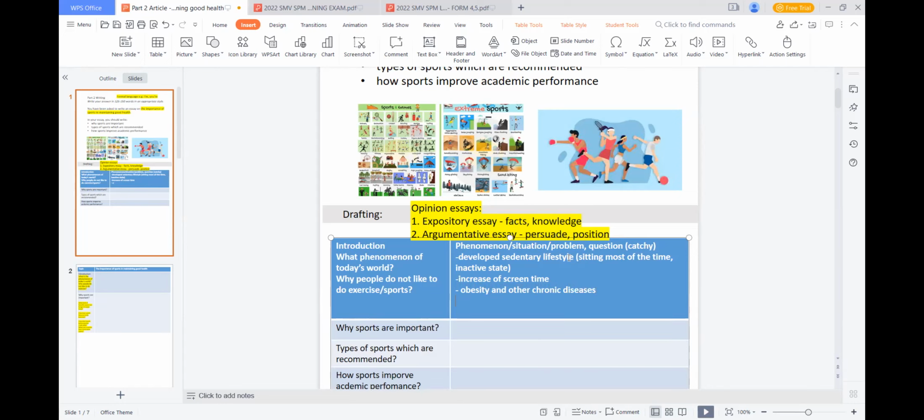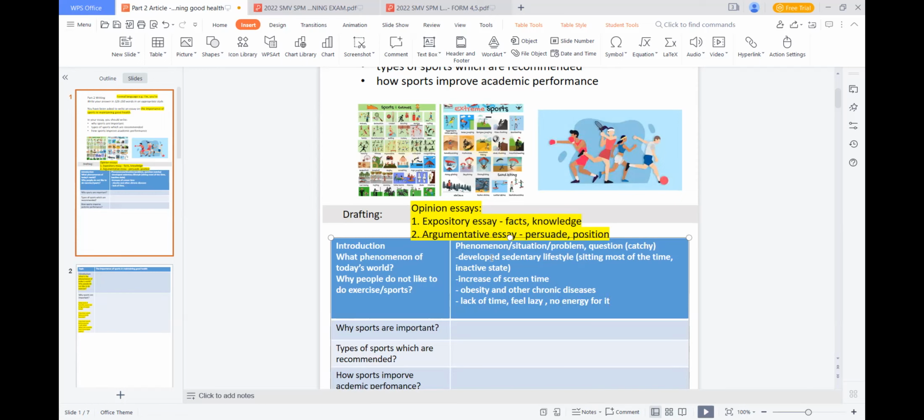And why do you think people do not like to do exercise? What kind of excuse do you think people will make? Lack of time. Too busy, too much work. I think the most truthful answer I get from myself and others is feeling lazy, right? Too lazy to exercise. I'm so tired already, don't want to exercise. I have no energy for it.